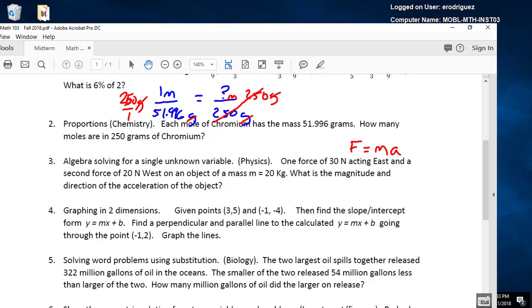Well, you can set up a proportion, right? Because we're staying within the class of chromium. So if 1 is to 51.966, then question mark is to 250 grams, see? So you know that the question mark is going to be in moles too. So we have moles over grams equals moles over grams, see? So the order's right. To solve for the question mark, I just have to multiply both sides by 250 grams. And you'll see that not only does the 250 divide out, but so does the unit of grams on the right side.